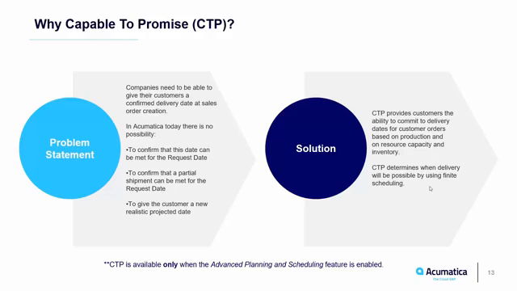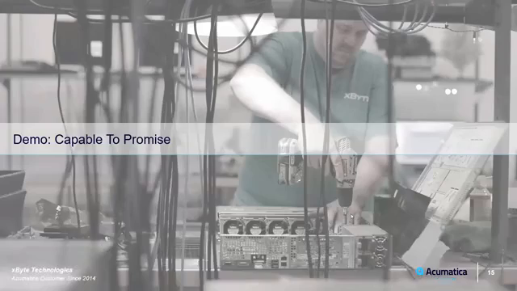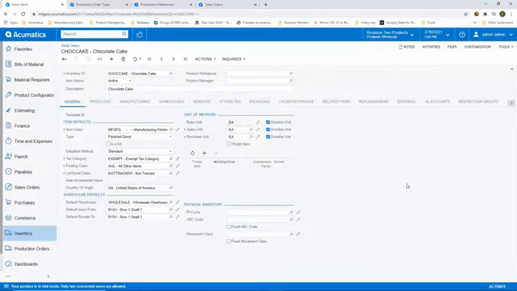By using finite scheduling, Capable to Promise provides a customer service manager the ability to commit to delivery dates for customer orders based on production and on resource capacity and inventory. Since Capable to Promise is based on finite scheduling, it's only available when the advanced planning and scheduling feature is enabled. So let's take a look at this in the application.